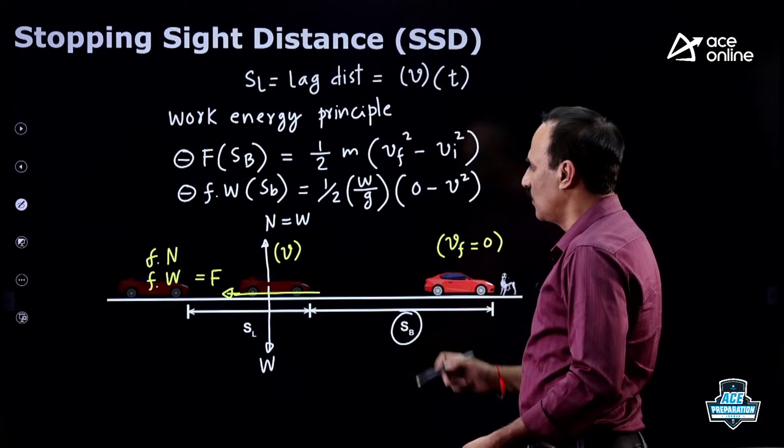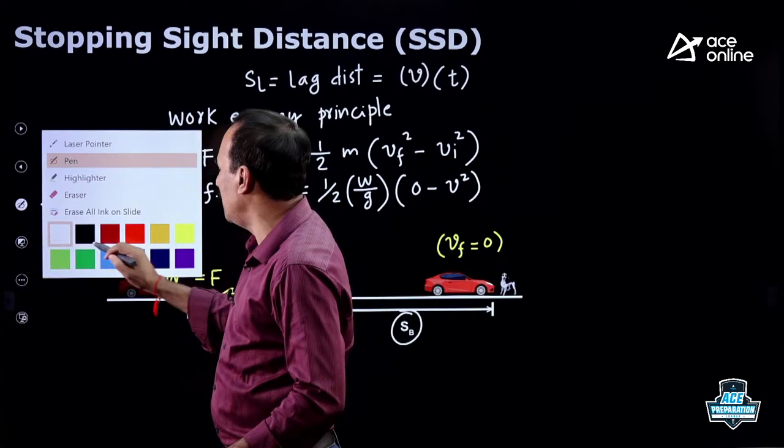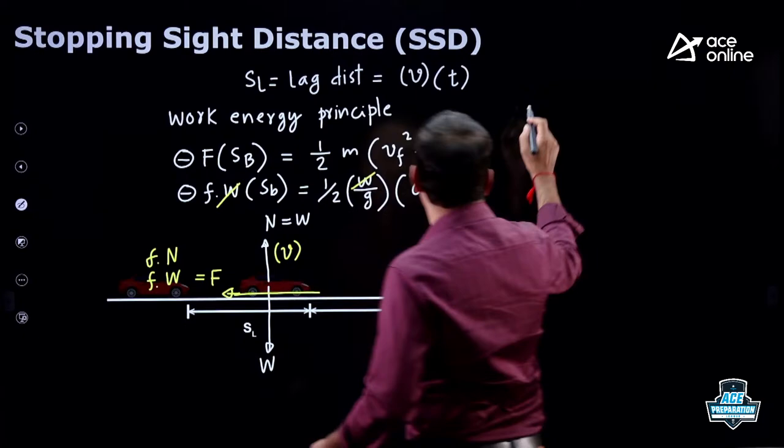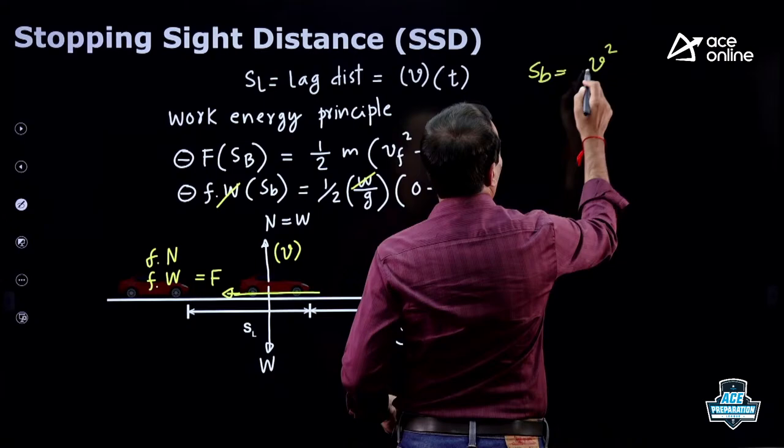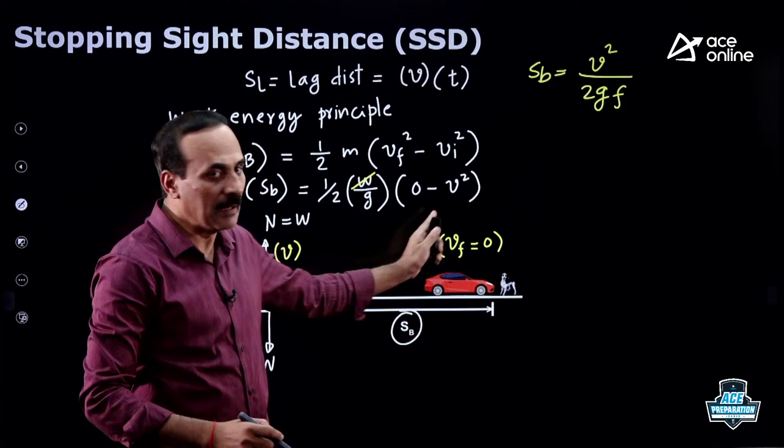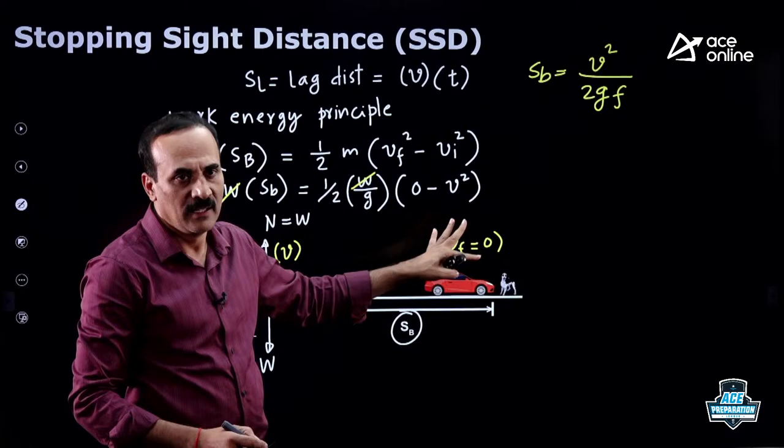Cancel W and simplify for SB. That SB becomes small v square by 2gF. I am considering the plane road surface. That's why I am not treating the gradient here. I am not treating any other things. We are assuming that brakes are fine. Brakes are perfect.